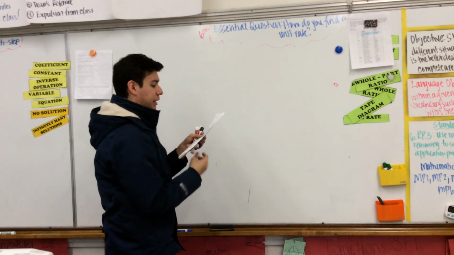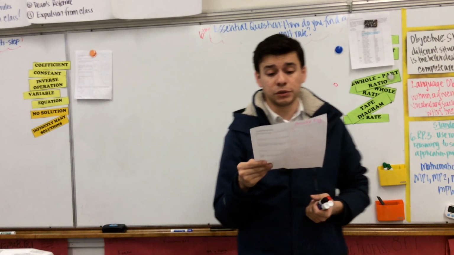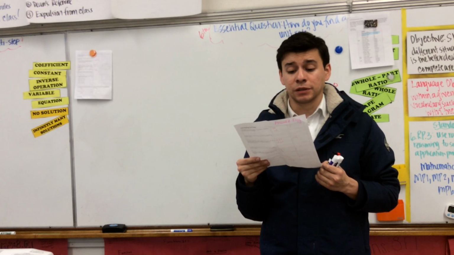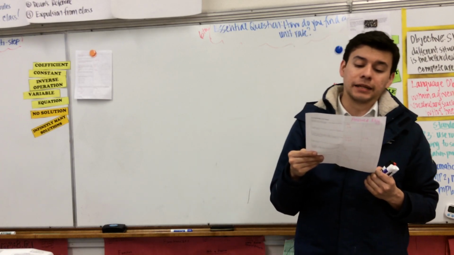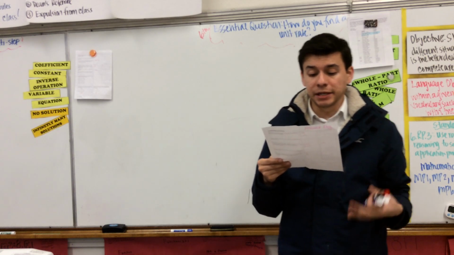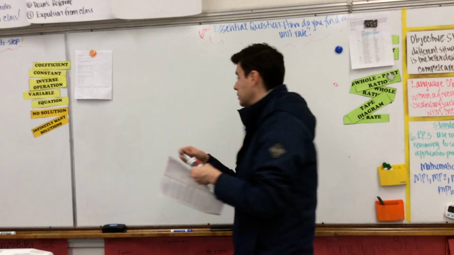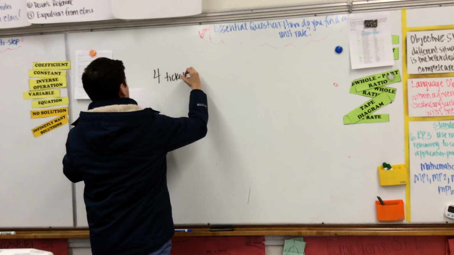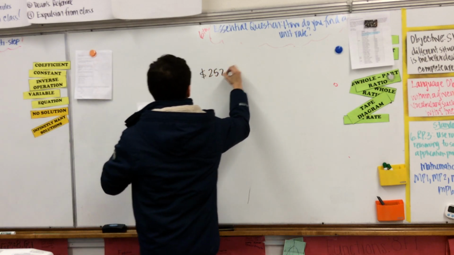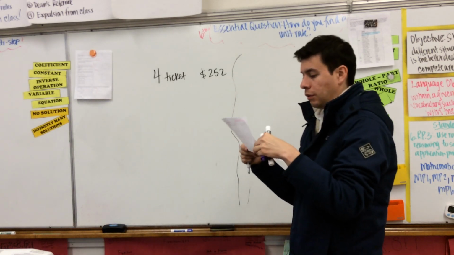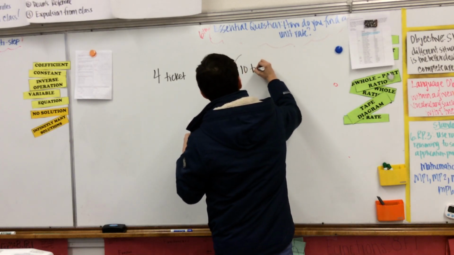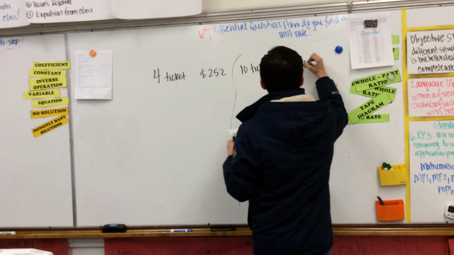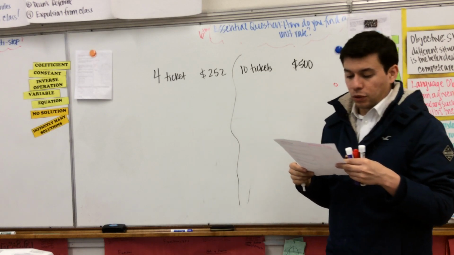Part A. Amanda is getting 4 concert tickets for $252 at concert.com, while Rafael is getting 10 concert tickets for $500 at singalong.com. Who is getting the better deal? Let me read it again. Amanda is getting 4 concert tickets for $252. So 4 tickets for $252. That's one of them. Rafael is getting 10 tickets for $500. Okay? Who is getting the better deal?